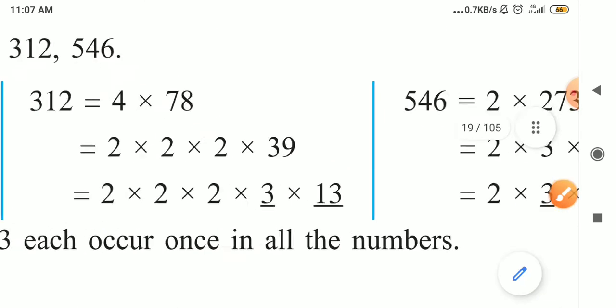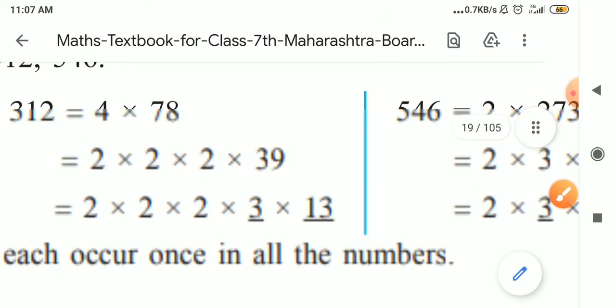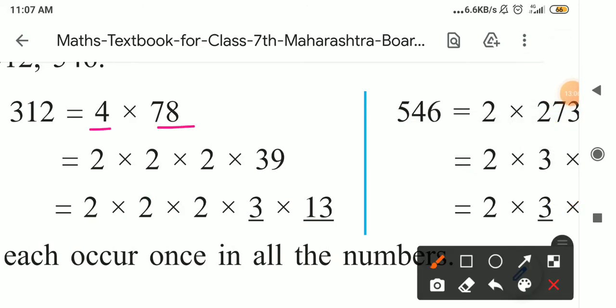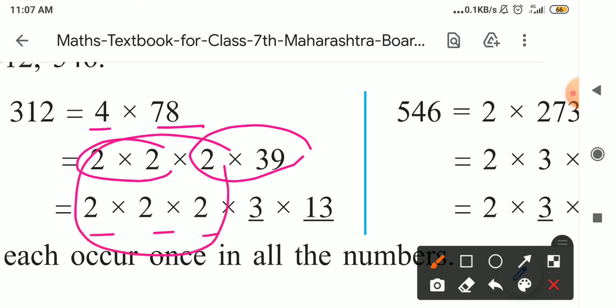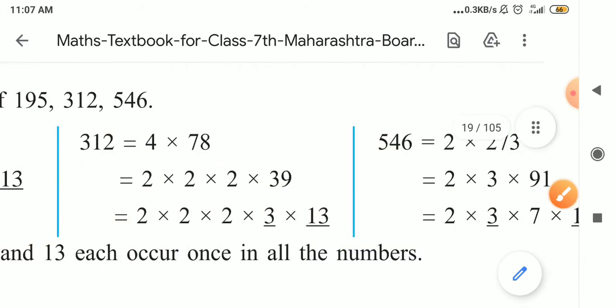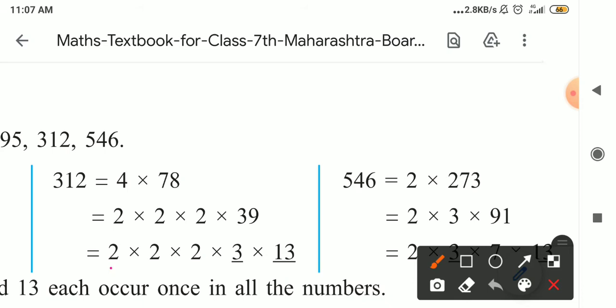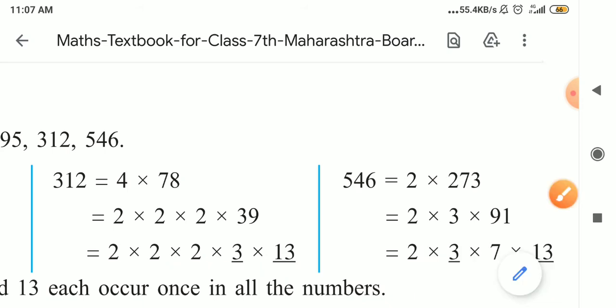So another method is given here: you can find the prime factors of 4 into 78. 4 means 2 2s are 4. 78 means 39 2s are. So 2 2s are 2 2 2. These are prime numbers, write them as they are, and 39 means 13 3s are. So these are the prime factors of 312, that is 2 into 2 into 2 into 3 into 13.